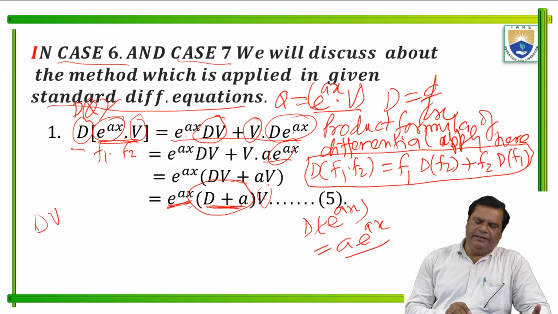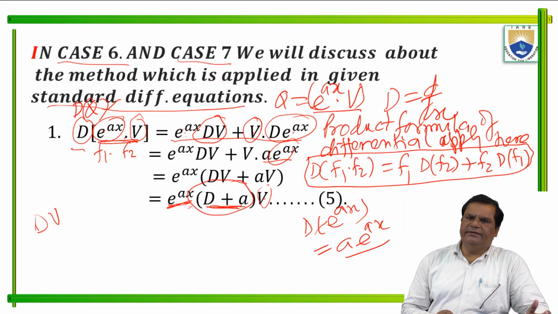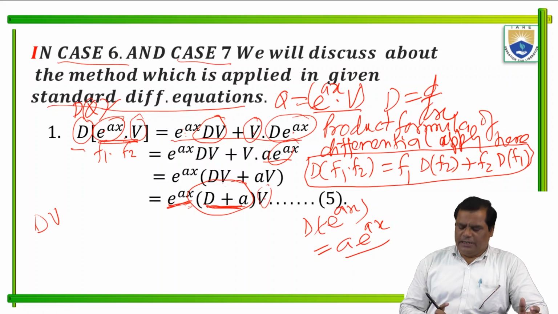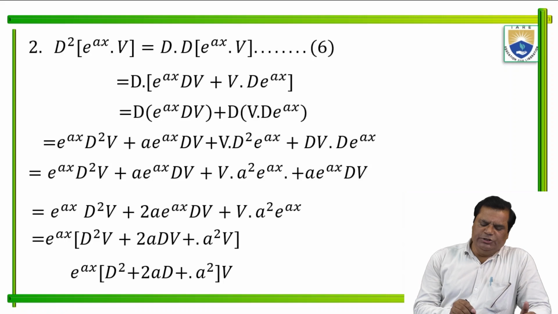If we differentiate two functions which are in multiplication, then the first function, the exponential, is taken on the left side and the other function on the right side, and in place of D we write D plus a. This is the conclusion. Now similarly, we differentiate two times here. D square of this is q. So we write here D square and q.